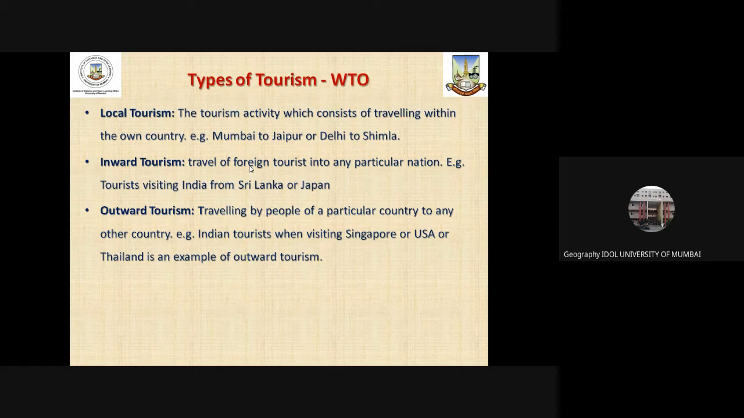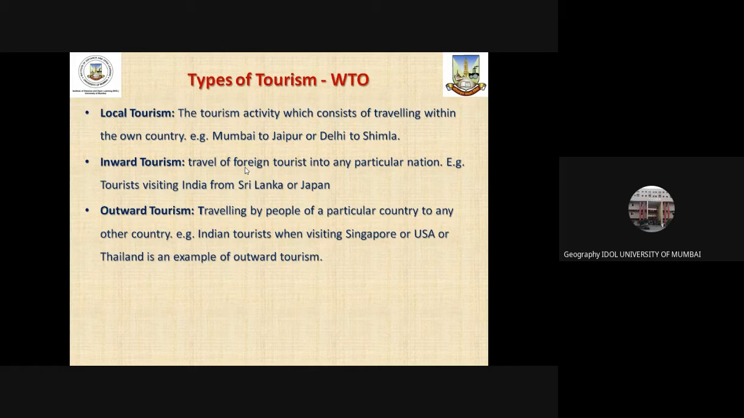Inward tourism, on the other hand, is foreign tourism wherein foreigners enter the host country or host nation. For example, tourists visiting India from Sri Lanka, Japan, the United States of America, African nations, and Middle East Asia. So, when people enter the host country, that kind of tourism is named inward tourism. Whereas outward tourism involves the traveling of people from a particular country to different countries across the world. For example, if Indian tourists visit Singapore, Switzerland, the United States of America, or Thailand, then this type of tourism is called outward tourism.